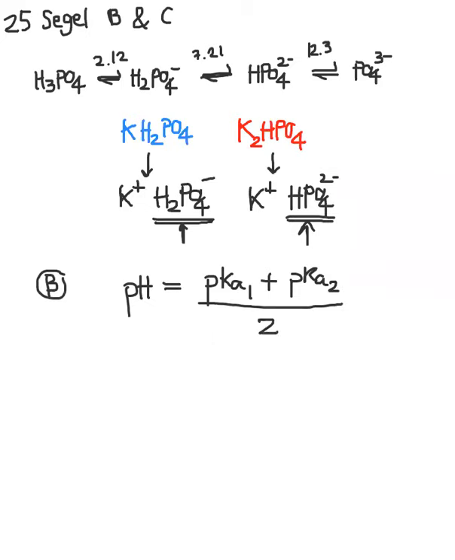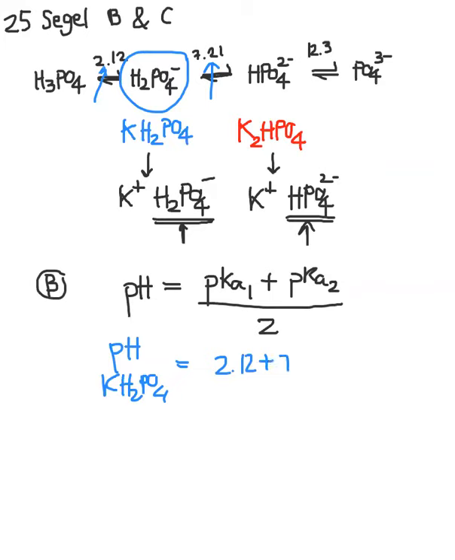So for part B, KH2PO4 is actually this molecule. So the pKa values that you need to use in the equation will be both 2.12 and 7.21 here. So the pH of KH2PO4 will be equal to 2.12 plus 7.21, divided by 2.